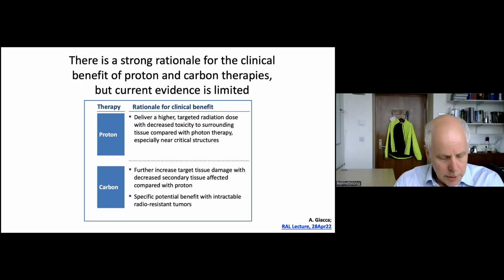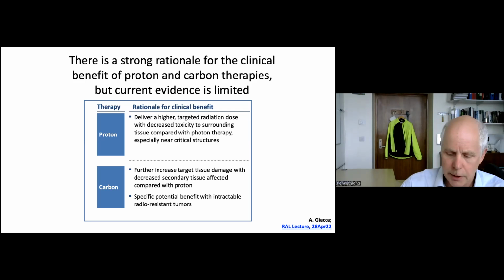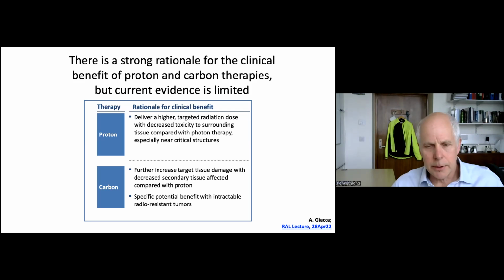Okay, so there is strong evidence for the benefit of proton over photon beams from the point of view of sparing of organs at risk. The carbon therapies, we believe, have other advantages, but the real clinical evidence for the benefit of carbon over proton is presently limited, and I think that's an issue that we want to be developing.